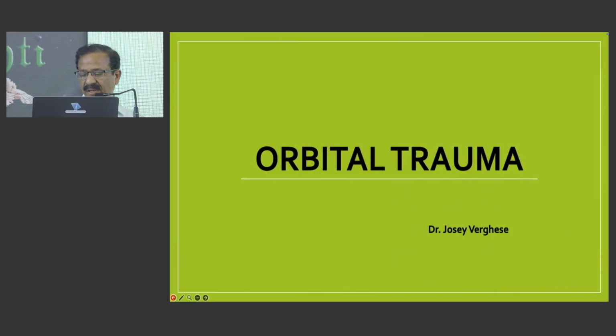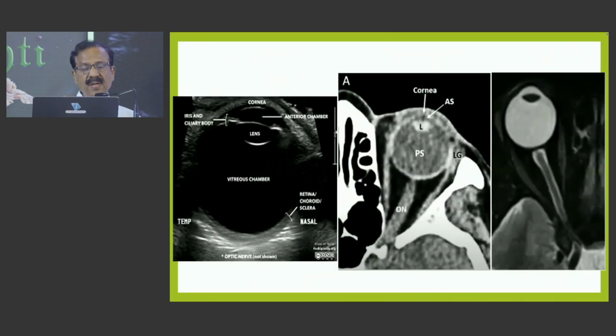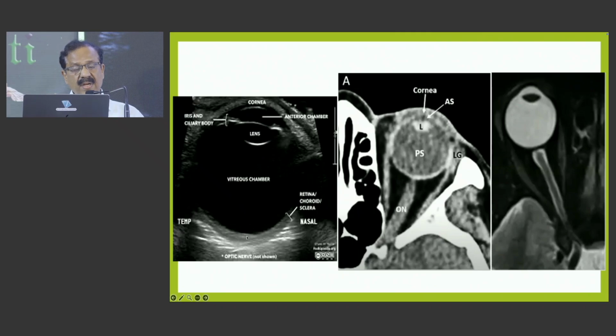Good morning, all. Orbital and ocular trauma is a common indication for imaging. The modalities used are ultrasound, CT, and MRI. Ultrasound is commonly used because of its availability and it is less expensive. And the ocular anatomy is seen clearly in an ultrasound as cornea, anterior chamber, lens, vitreous chamber, and posterior coating.